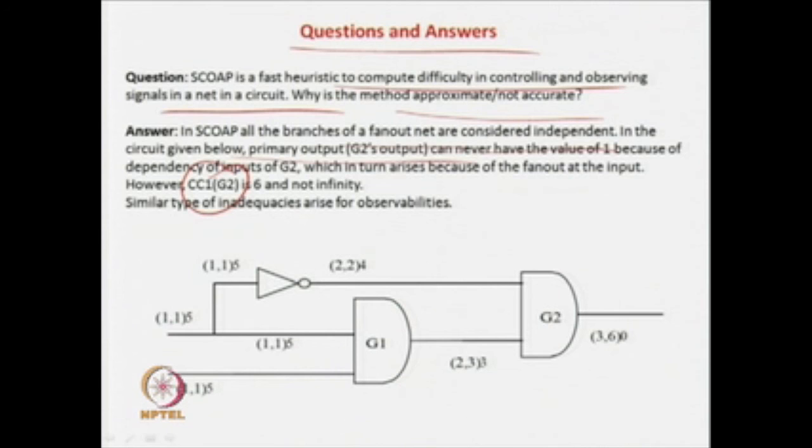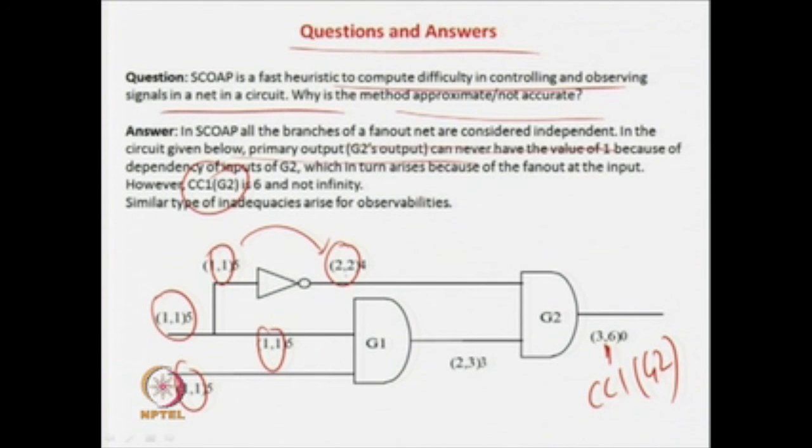So, CC1 of G2, that is how difficult it is to make this line 1. So, let us see. The primary inputs are 1, 1, and the fan out will be 1, 1 over here. So, this is a level shift. It is 2, 2, because for an inverter you just add 1. Now in the case of the AND gate, how difficult is it to get a 1 over here? It is 1, 1, minimum of them plus 1, so minimum of 1 comma 1, plus 1 is 2.